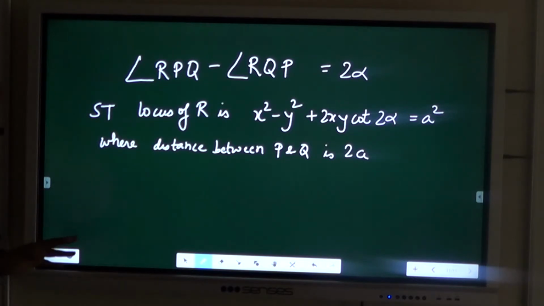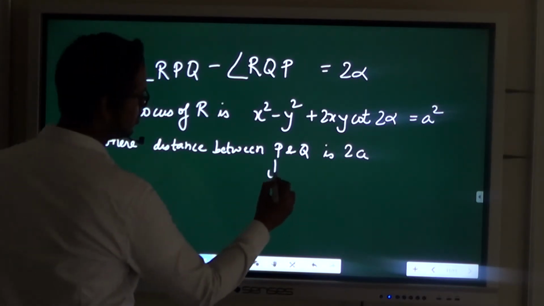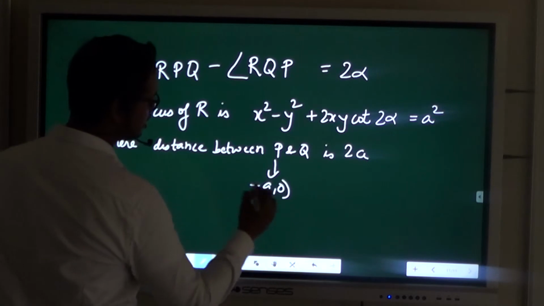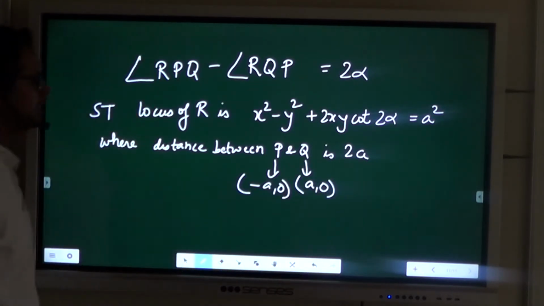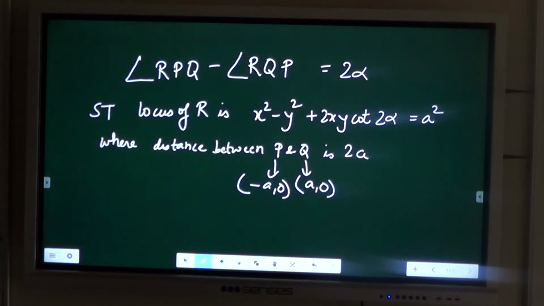Basically, you can assume the point P to be at minus a comma 0 and Q to be at a comma 0. Let's take it in this way. Now attempt the problem. But then it won't affect anything, right? Should not.